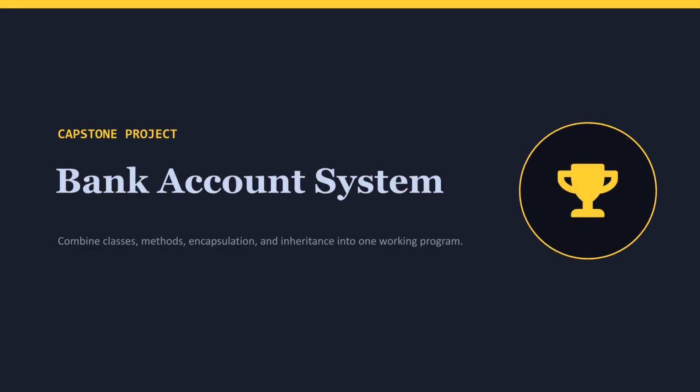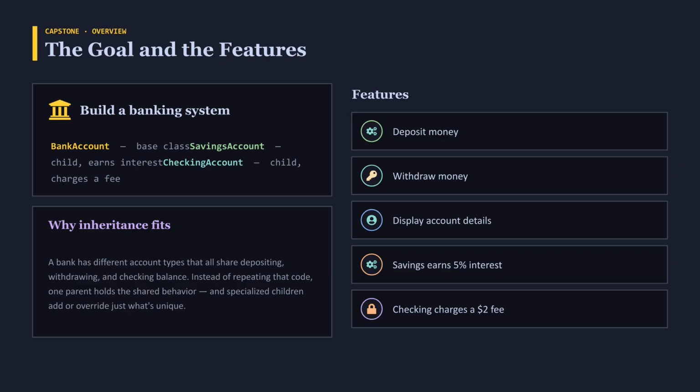We are now ready for our capstone project, a bank account system. This is your chance to synthesize everything we have covered so far: classes, methods, encapsulation, and inheritance into one professional, functional program. Our goal is a banking system featuring a base bank account class with savings and checking subclasses. Savings accounts earn interest, while checking accounts charge a small transaction fee, perfectly demonstrating inheritance in practice.